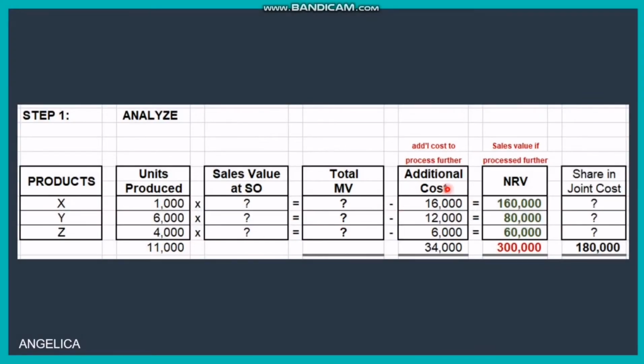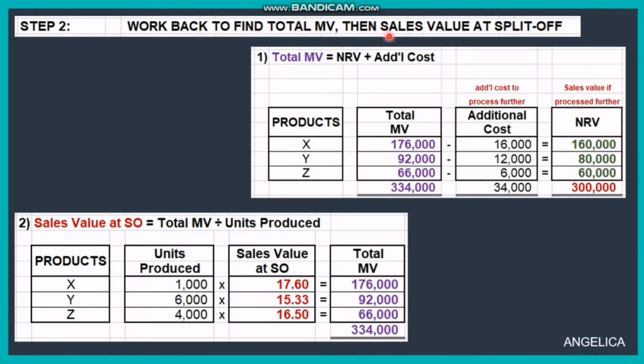Now, to look for the sales value at SO, you must look for the total MV first. Now, how do we find the total MV? We must work back to find the total MV, then the sales value at split off. Total MV is equal to NRV plus additional cost. You can see here that in product X, additional cost is 16,000 pesos plus 160,000 pesos of sales value if processed further, or the NRV, to get its 176,000 pesos total MV.